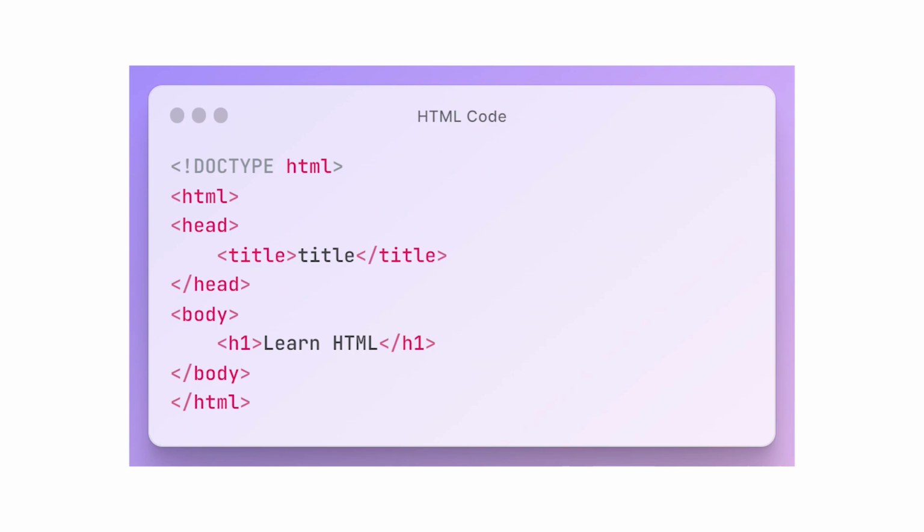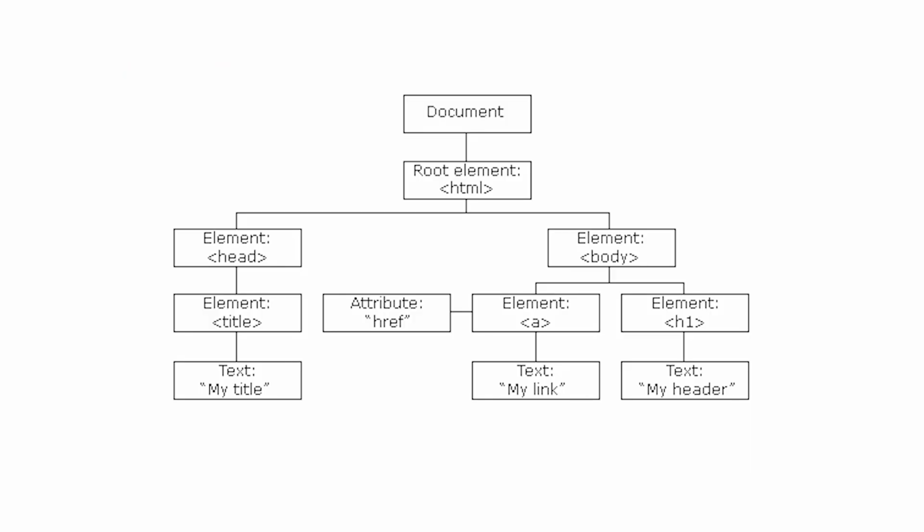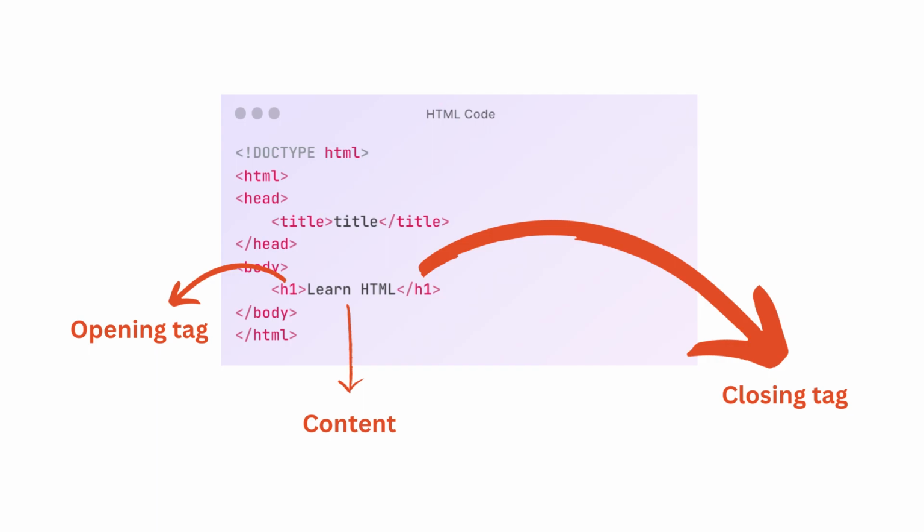HTML consists of elements defined by tags. Tags are enclosed within angle brackets and they define the structure and content of the web page. HTML follows a hierarchical structure consisting of various elements such as heading, paragraph, list, image, and more. These elements are structured within opening and closing tags. Opening tags mark the beginning of the element and closing tags mark the end. The content of the element is placed between these opening and closing tags.